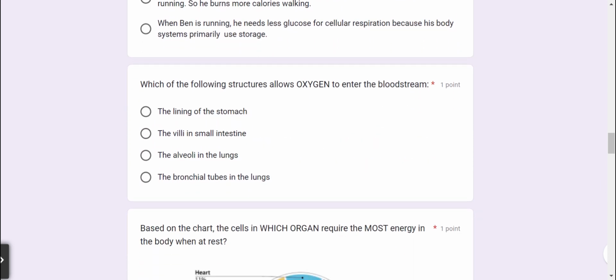Which of the following structures allows oxygen to enter the bloodstream? So, how does oxygen get into the bloodstream? The structures that allow that: the lining of the stomach, the villi in the small intestine, the alveoli in the lungs, or the bronchial tubes in the lungs.